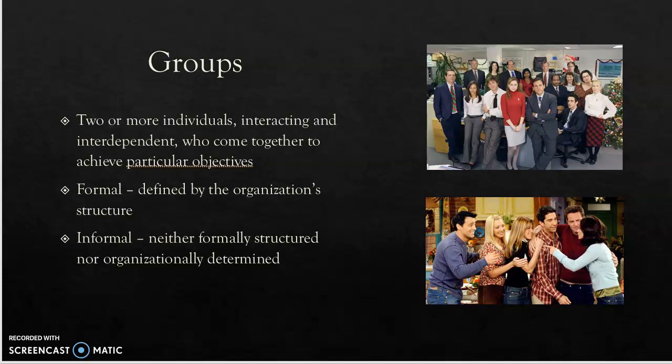They can be informal. These are neither formally structured nor organizationally determined. Think of friends. There was nothing that formally brought these 6 individuals together, but their friendship for one another created this informal group that fluctuated and changed. So for formal groups, the acceptable behavior can be established by the organization and the organization structure, whereas informal groups are more flexible, they change, they adapt to conditions much more rapidly.